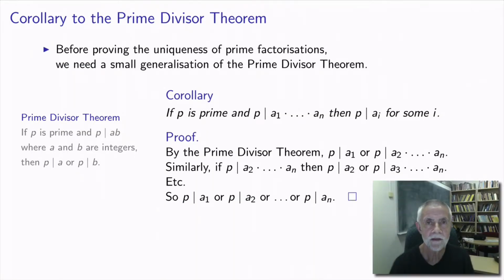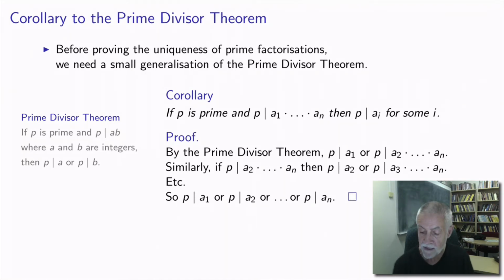Before next proving the uniqueness of prime factorizations, we need one very small generalization of the prime divisor theorem. And that is that if P is prime and P divides a product of integers, then P must divide at least one of them. The prime divisor theorem was the case in which we just had two integers. So here is the generalization, and the proof is simple.